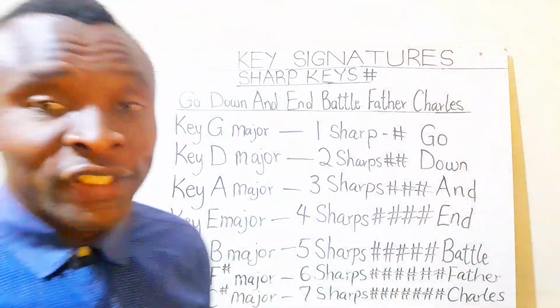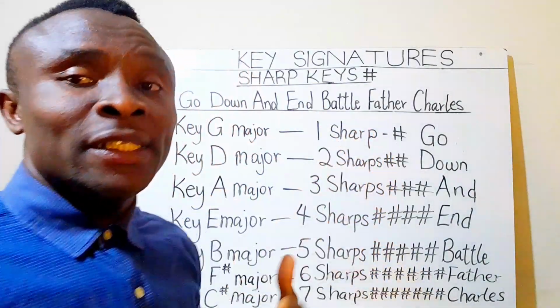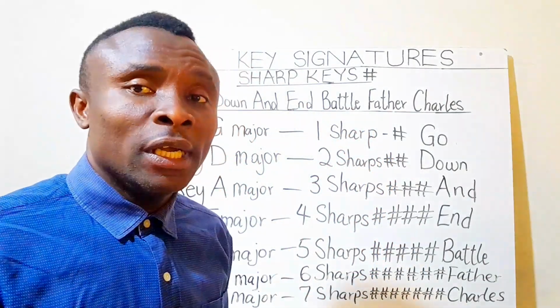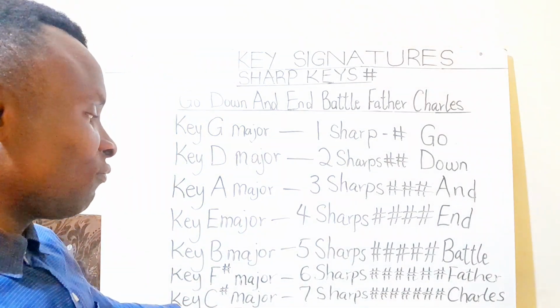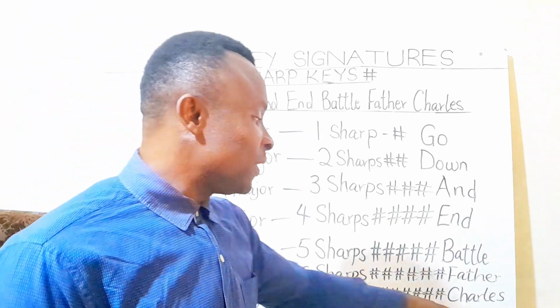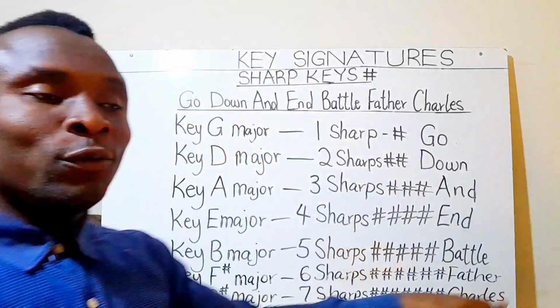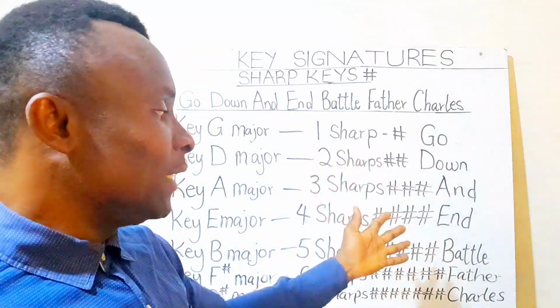Then if you happen to see seven sharps in a song, it simply means that the key of the song is the key of C sharp major. C sharp major, which is seven sharps represented by Charles, which gives us the formula Go Down And End Battle, Father Charles.